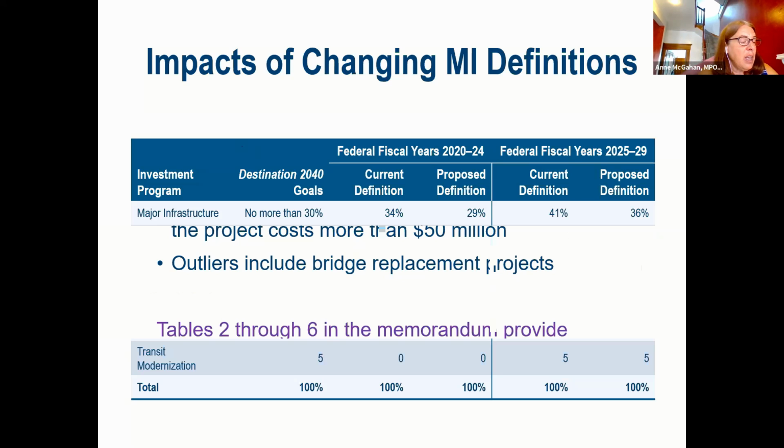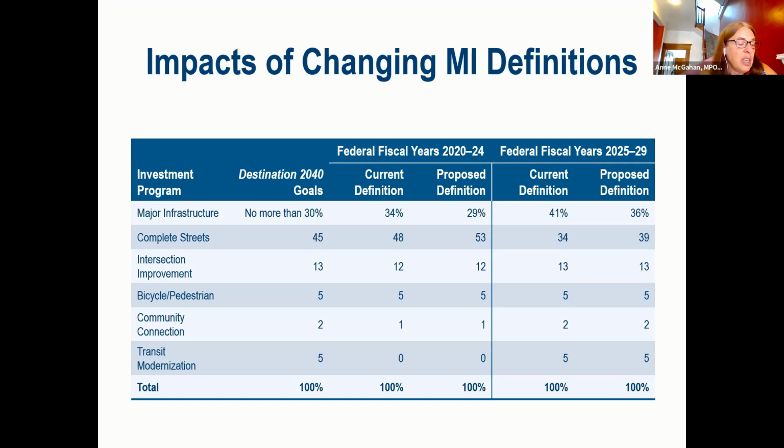So again, you can see that all the changes are in the Complete Street program with the major infrastructure program percentages decreasing and the Complete Streets program increasing. The new definition helps the MPO move closer to the funding goals established in Destination 2040 and is in line with the MPO's policy of continuing an operations and management approach to programming, giving priority to low-cost, non-major infrastructure projects.